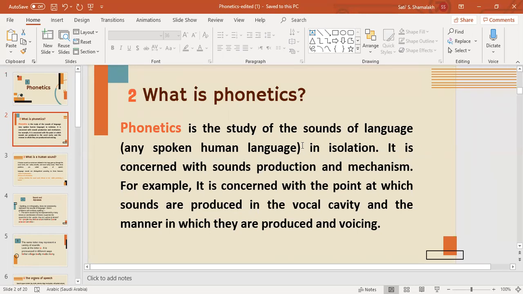So again, phonetics is the study of sounds of language, of any spoken language in isolation. Each sound is described alone, okay? It is concerned with the sounds production, كيف تنتج الصوت, and mechanism, okay? For example, it is concerned with the point at which sounds are produced in the vocal cavity and the manner in which it is produced and voicing. All of this will be explained now.